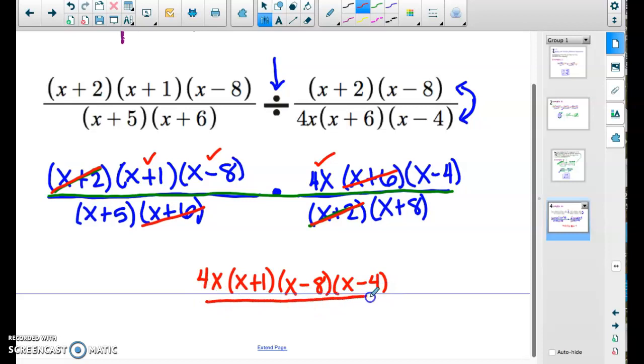All over an x plus 5 and an x plus 8. And you can always look over your final answer, make sure there are no factors that are the same in the numerator and denominator, and that's your final answer.